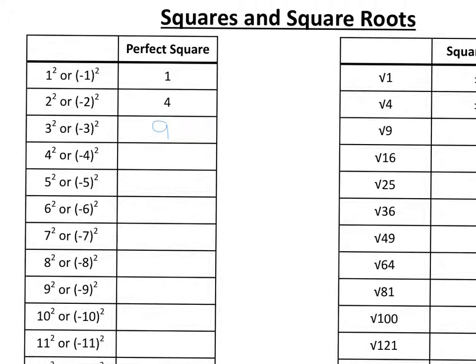4 squared or negative 4 squared would be 16. 5 squared or negative 5 squared would be 25. 6 squared or negative 6 squared is 36. 7 squared or negative 7 squared is 49. 8 squared or negative 8 squared is 64. 9 squared or negative 9 squared is 81. 10 squared or negative 10 squared is 100. 11 squared or negative 11 squared is 121.